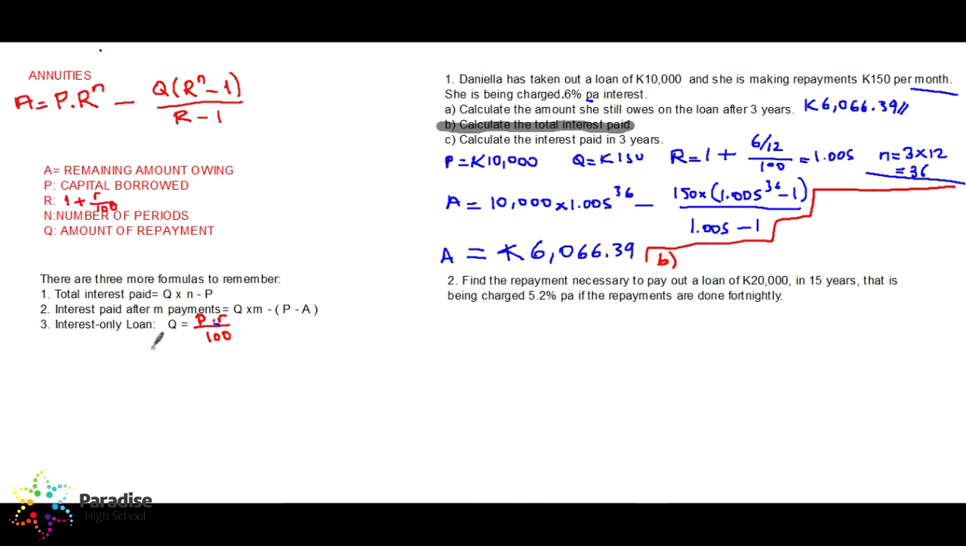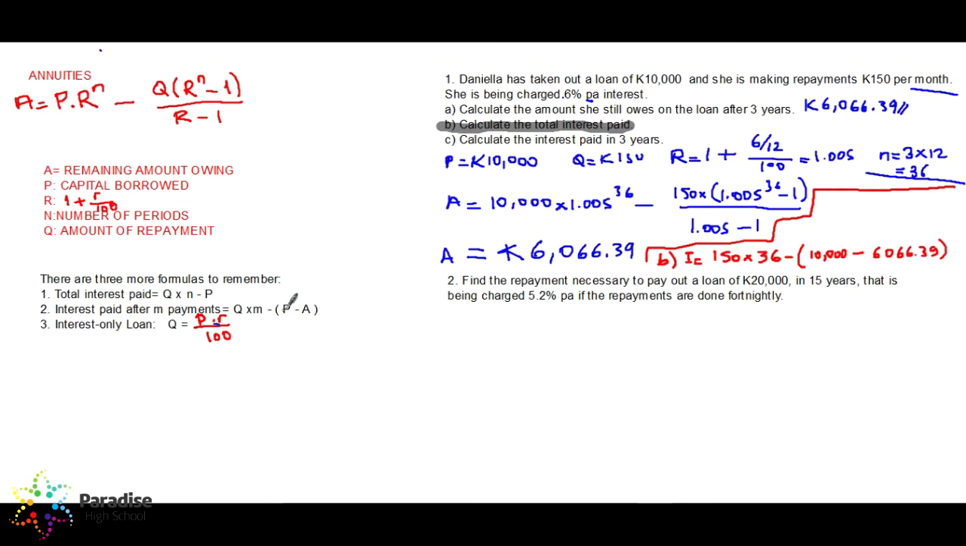Which formula am I going to use? Interest paid after M payments. So Q times, what is our Q here? Interest is equal to, the Q is 150 kina. So 150 times, how many payments have we done in 3 years? 36 payments, minus P, what is our P? 10,000. And what is the A? A is 6,066.39. So what did we do?